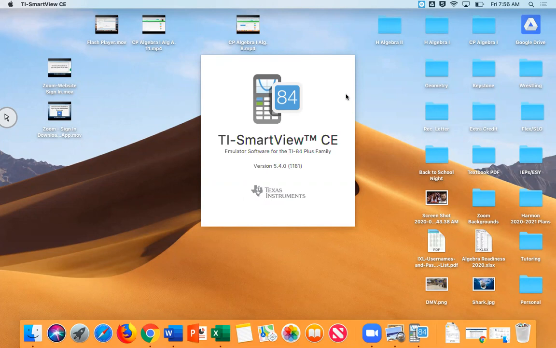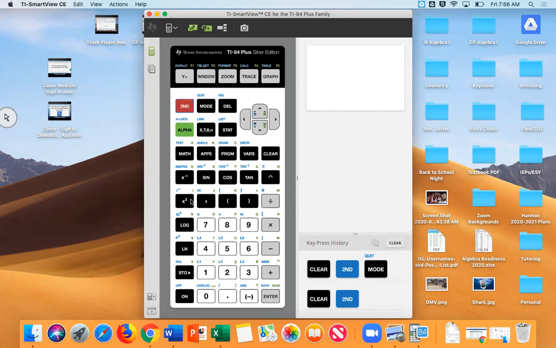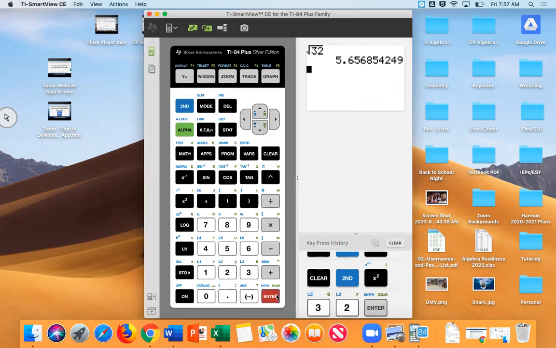Okay. So let's see, is this going to load? Yep. So I go back to my home screen because sometimes it's on whatever screen. So now I hit the blue button, this x squared button. I'm going to type in 32. And notice my answer says 5.65. And the instructions say round it to the nearest integer. So 5.6 rounds up to 6. So that's the answer to number 1.